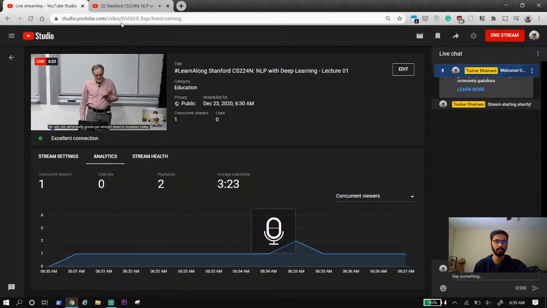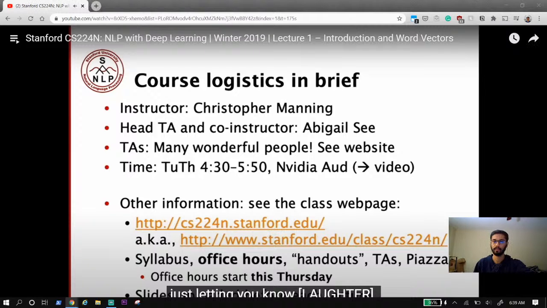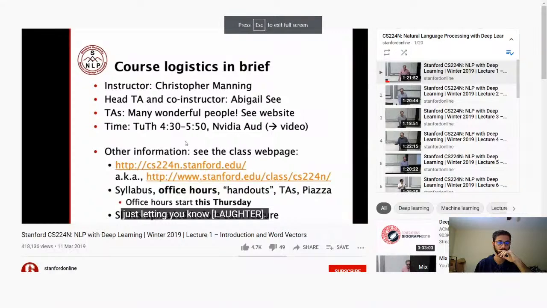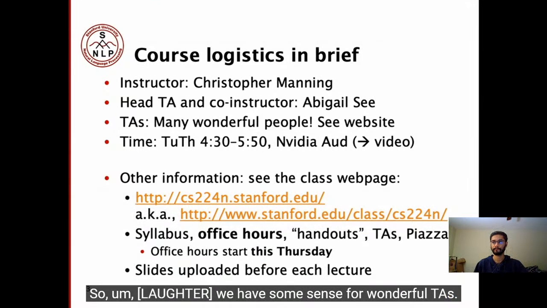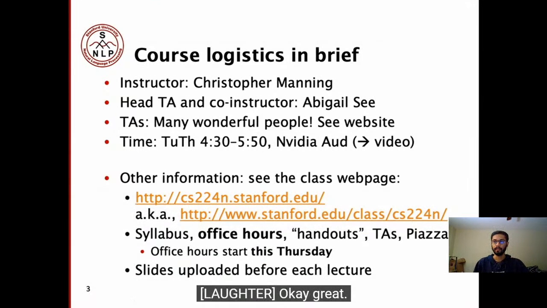Okay, so here are the course logistics in brief. I'm Christopher Manning. The person who bravely became the head TA is Abby C, who's right there. And then we have quite a lot of wonderful TAs. Would the people who are wonderful TAs just stand up for one moment? So we have some sense of the wonderful TAs. Okay, great.